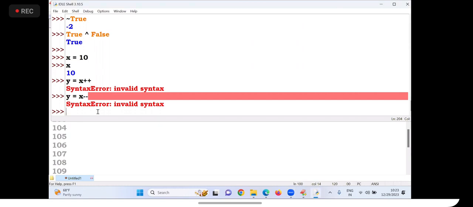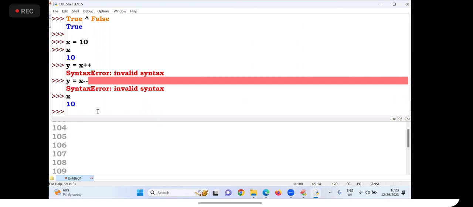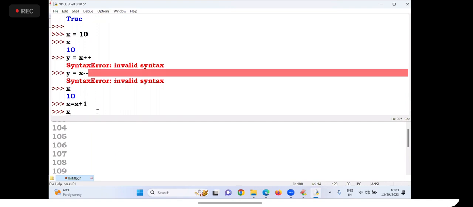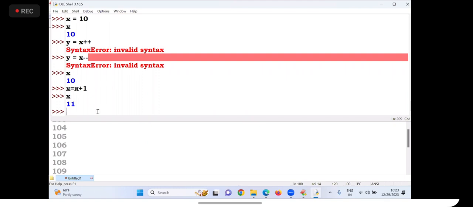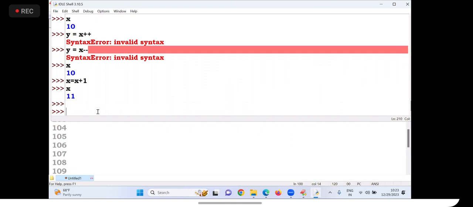Sir, but at the time of writing a program, I compulsorily have to increase the value. The only way is you have to give x equal to x plus 1. Then what is the value? 11. So the plus plus and minus minus terminology, valid in other languages, is called increment and decrement. In Python there is no chance; we have to provide x equal to x plus 1. Or else another way is there.